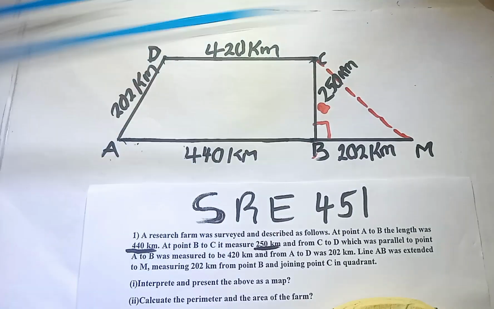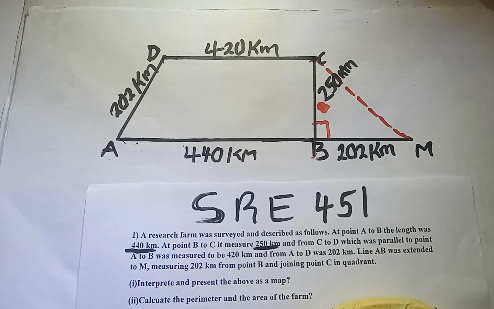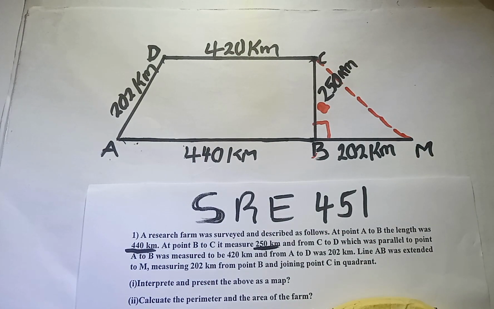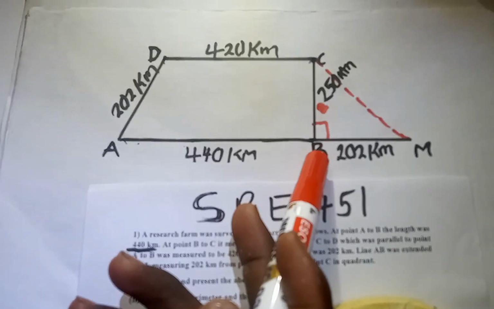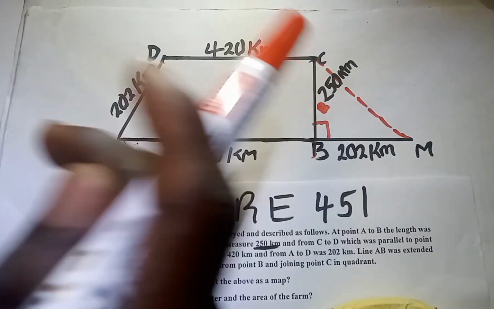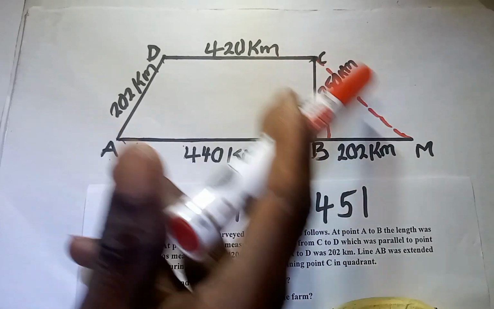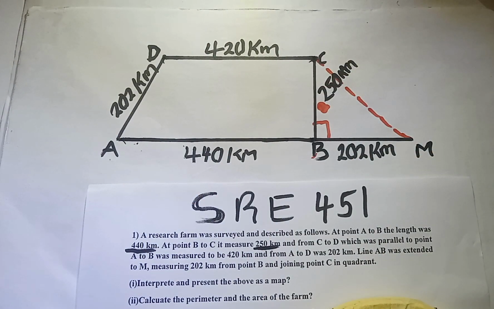Now, I have all the sides except this side. I have not gotten this side. So that's the side I'm going to be looking for right now. Don't forget, this 250 kilometers belongs to line B to C. So I've not gotten the line C to M. So this is the interpretation of the above map, and you have already solved the first question.